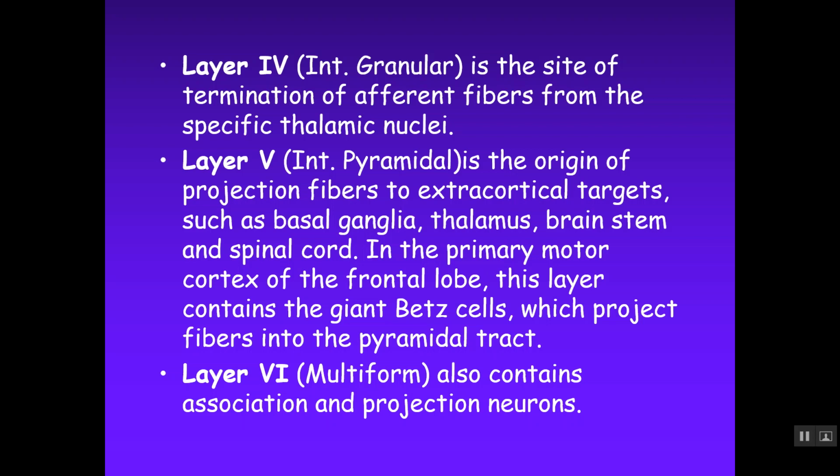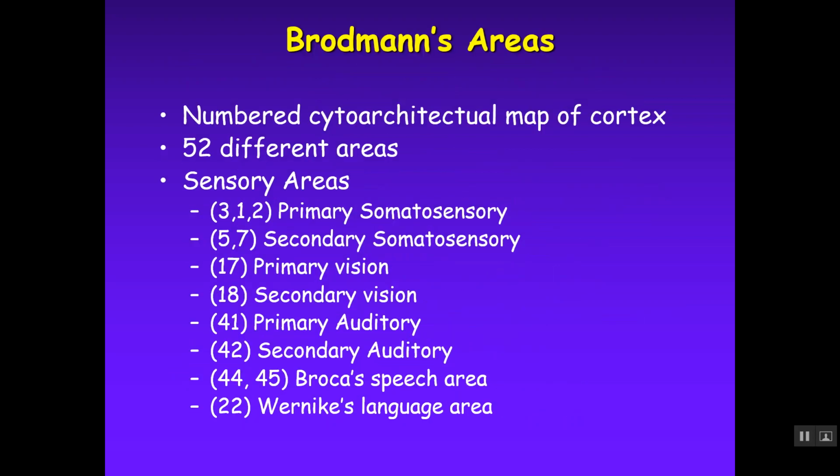If you're going to a lower motor neuron in your lumbar spine, that axon actually goes all the way from here, goes down, crosses over, and goes all the way down to that lower motor neuron in your lumbar spine. It takes a big cell body to support that long of an axon going down to that anterior horn cell. Layer 6 is called the multiform layer. It also just contains a combination of association and projection fibers, neurons.